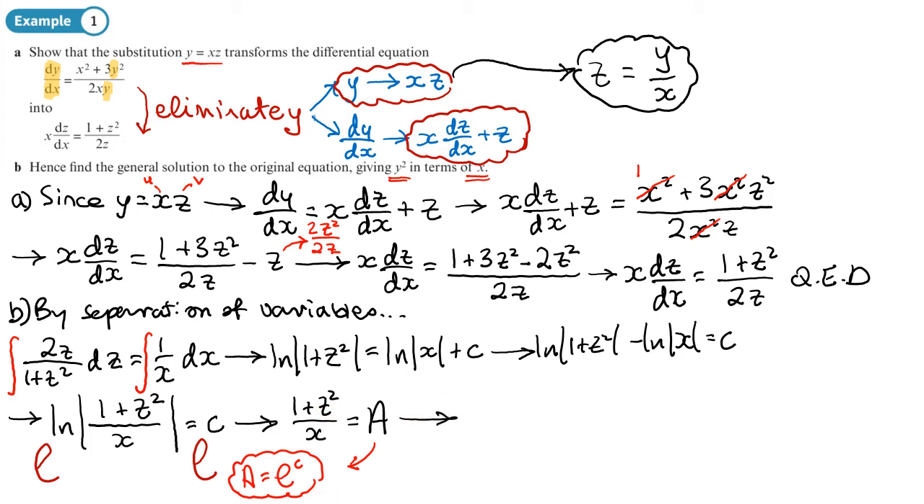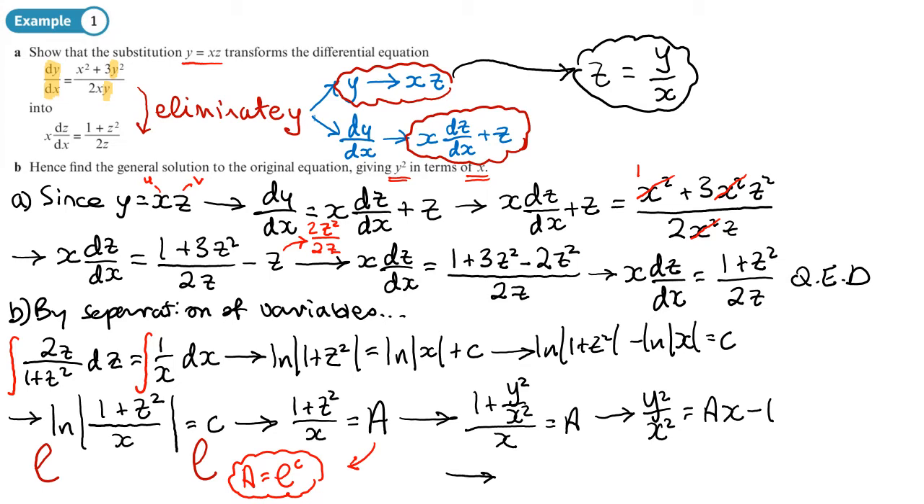So I'll have 1 plus y over x all squared, which would be y squared over x squared, over x equals a. Now I need to give it as y squared equals something, so we'll multiply both sides by x, then take away 1 from both sides, so I'll have y squared over x squared equals a x, my constant times by x, minus 1.